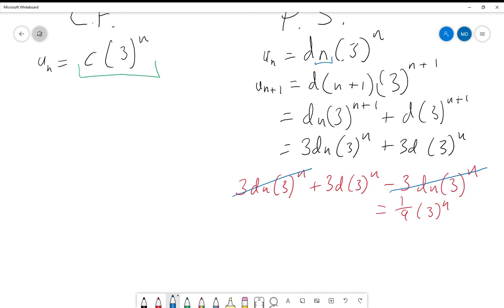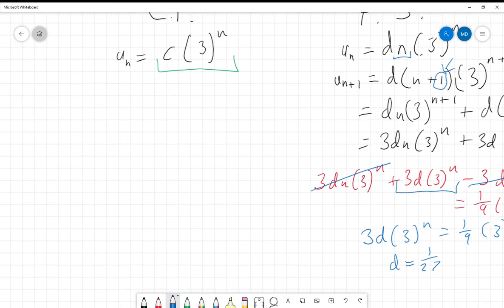And what that allows is this extra 1 here, that extra multiple of 3 to the n, has survived when otherwise it wouldn't have. And so we end up with 3d times 3 to the n equaling 1/9 of 3 to the n. And solving for d, we divide by 3 to the n because that's fine, this is entirely positive. We divide by 3 and we get d is equal to 1/27.